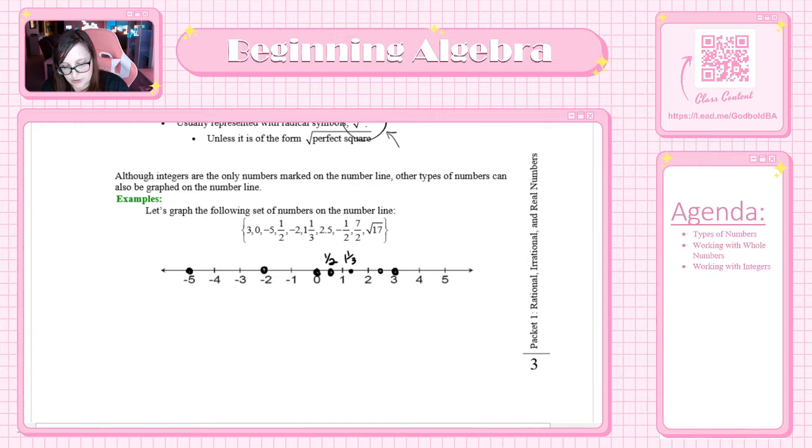2.5 is 2 and then a half. 2.5. Negative 1/2 is over here, so go halfway to negative 1. 7/2. Okay, well, 2 goes into 7 3 times, so that's 3.5. So that's over here. 7/2. And then the square root of 14 or 17.